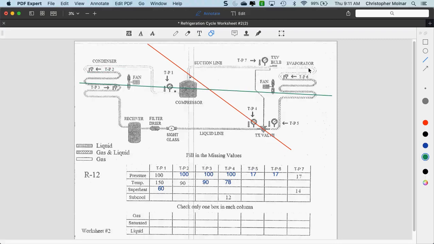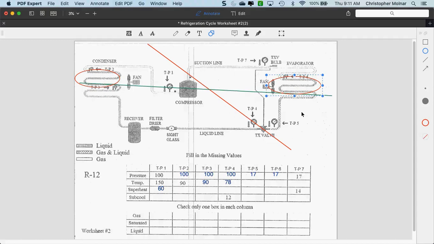Let me change that to a circle. My change of state, my condensing temperature there, and my evaporating temperature there. That's what those pressures are telling me. Okay.